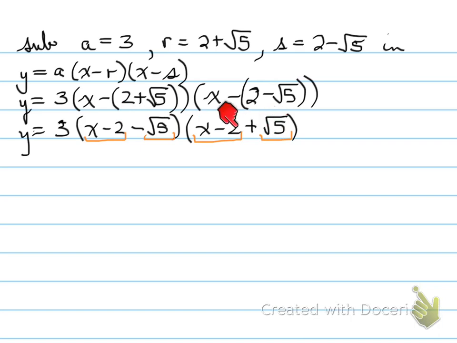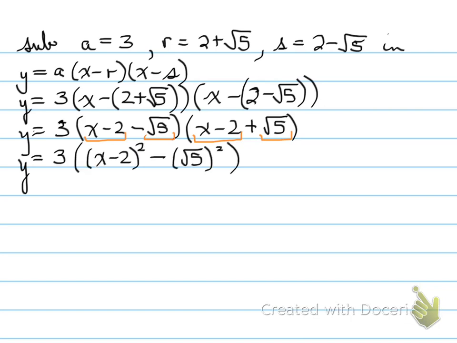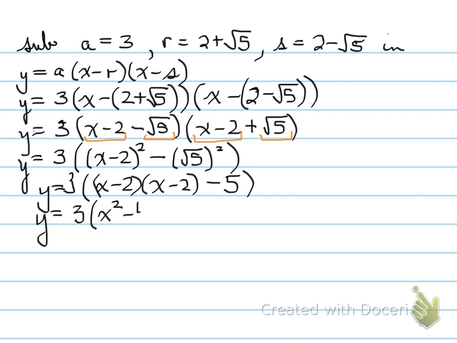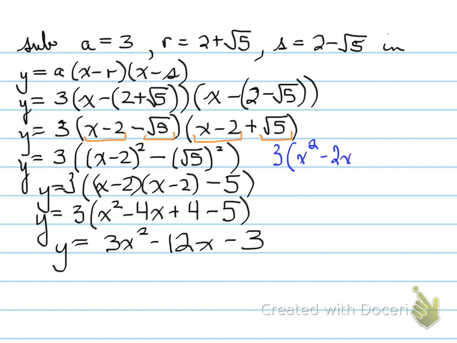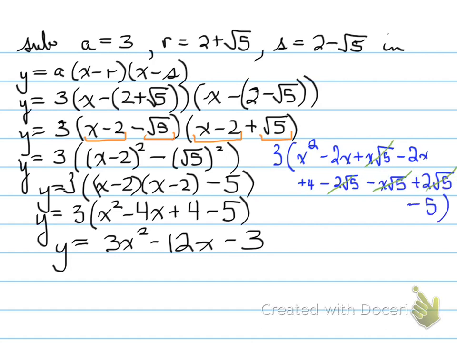The plus or minus is this part that gets changed. And what we end up with is 3 times ((x minus 2) all squared minus root 5 all squared), which can be expanded as follows: (x minus 2) times (x minus 2), and then you subtract 5. When you expand this all out, it will give you y equals 3x squared minus 12x minus 3. If you were to expand it the long way, I can show you the long way in blue here, and you will still end up with the exact same answer of y equals 3x squared minus 12x minus 3.